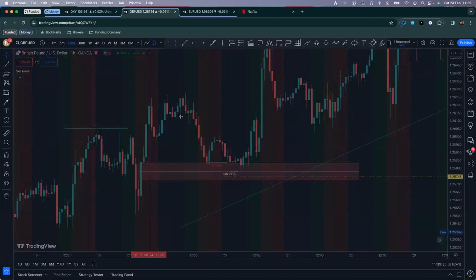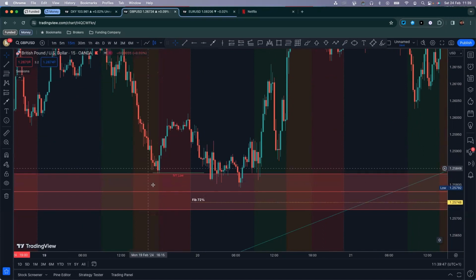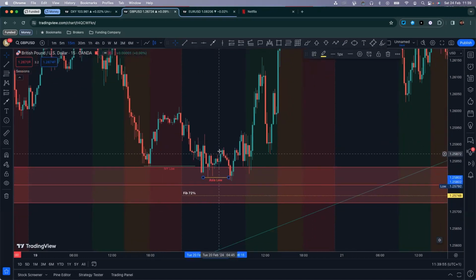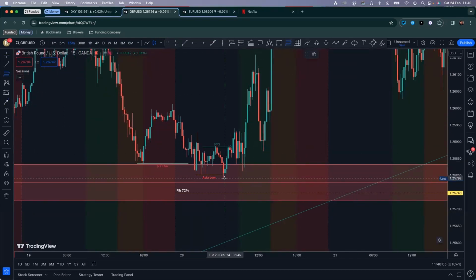Now let's go to the M15. Let's try to see what happened. Asia session liquidated the previous day's New York low. Asia low liquidated its own session. Then we had a breaker structure right there. After that, we place a fib from the low to the high.